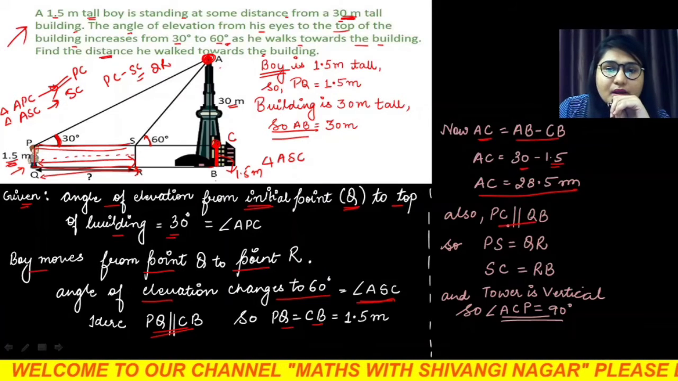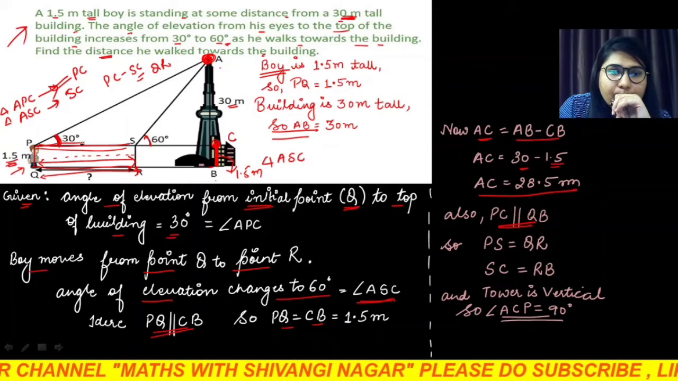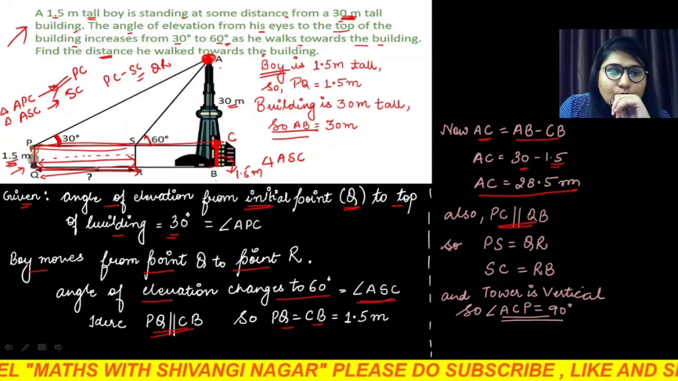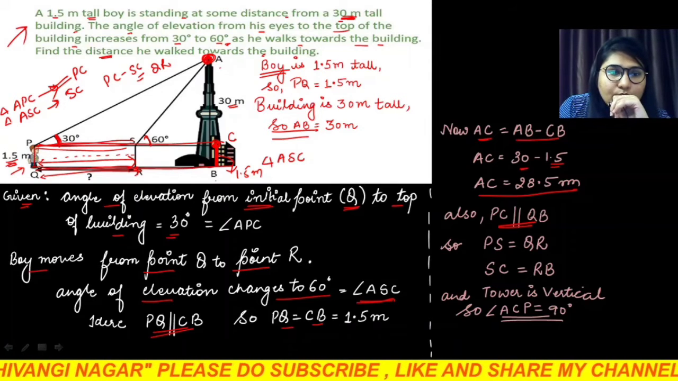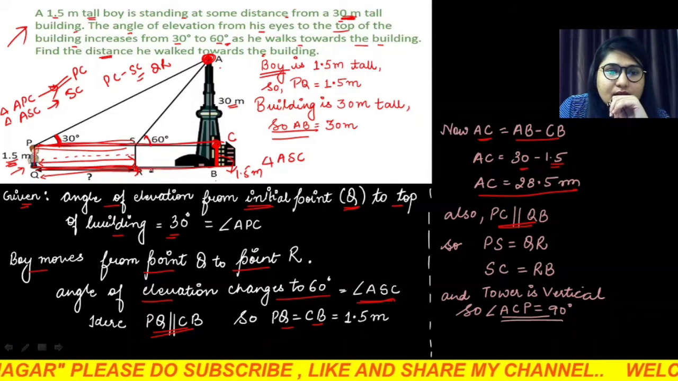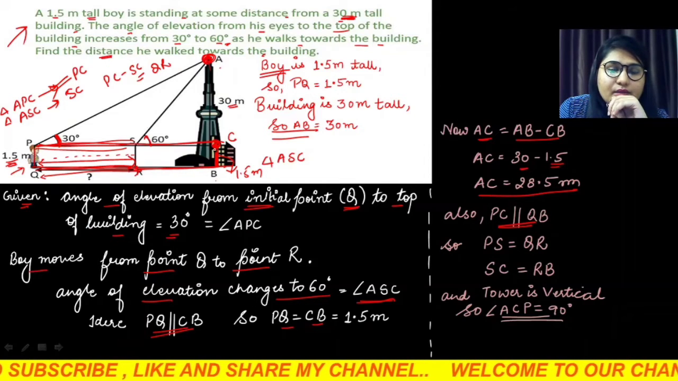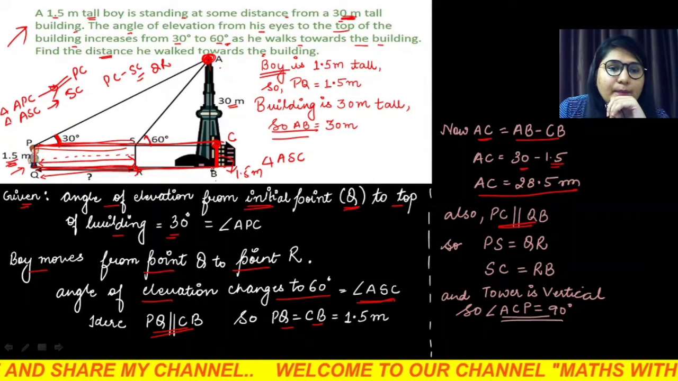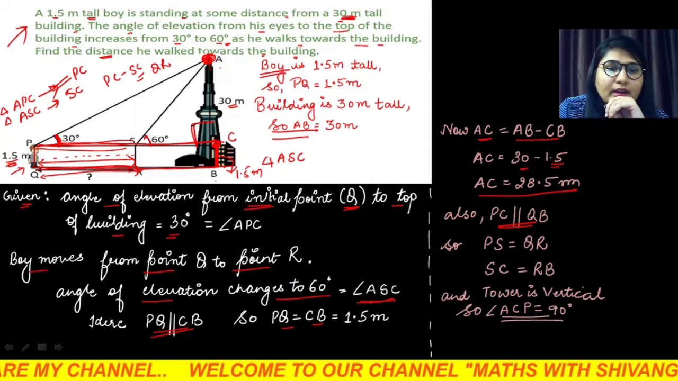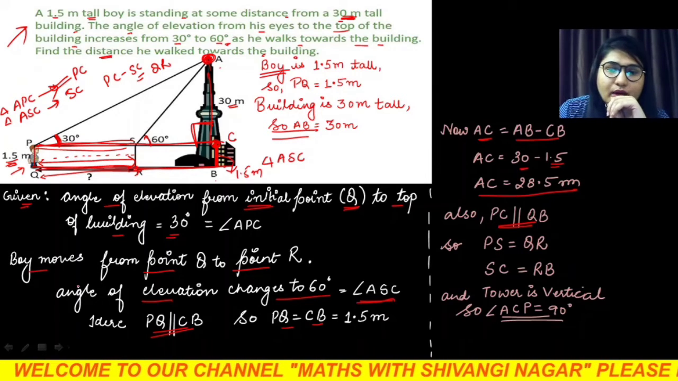So here PC is parallel to QB. So if PC is parallel to QB, then we can say that PS is equal to QR and SC is equal to RB, right? And since the tower is vertical, then we can say that angle ACP is what? 90 degree. ये पूरा एंगल कितना फॉर्म हो जाएगा आपका? 90 degree फॉर्म हो जाएगा.